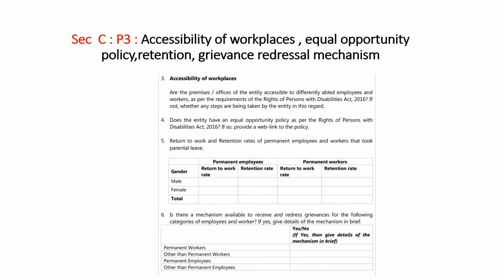And return to work and retention rates for permanent employees and workers that took parental leave. The details are to be given in this box. And is there any mechanism available to receive and redress grievances for the following categories of employees and workers? If yes, give details of the mechanism in brief. For permanent workers, other than permanent workers, permanent employees, other than permanent employees.